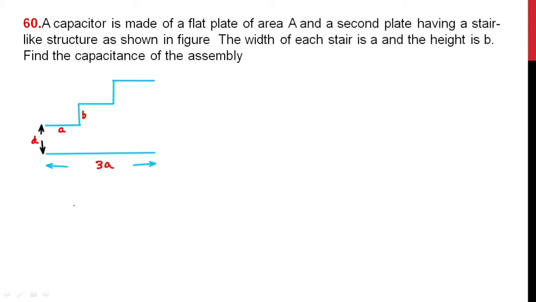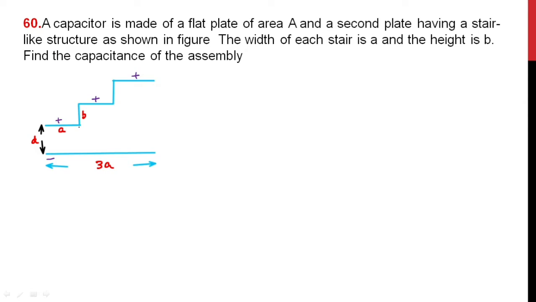From this picture we can say that there are three capacitors connected. How are they connected? They are connected in parallel. If you provide a positive potential to the stair-like structure, so this is positive, this is also positive, this is also positive, and if you provide a negative potential at the plate at the bottom, you can say there are three capacitors connected in parallel.